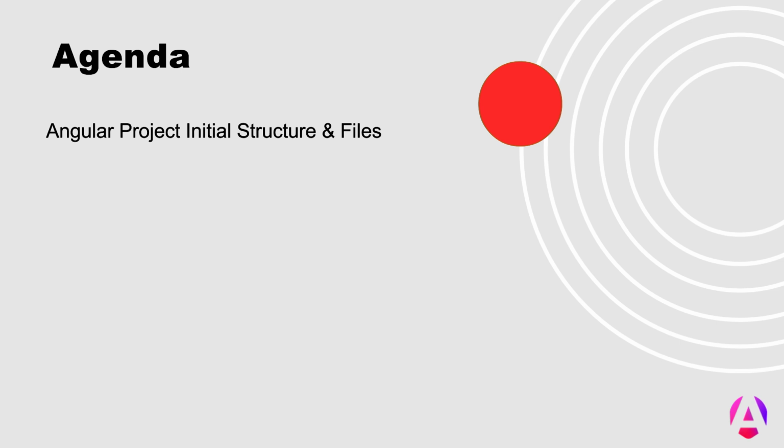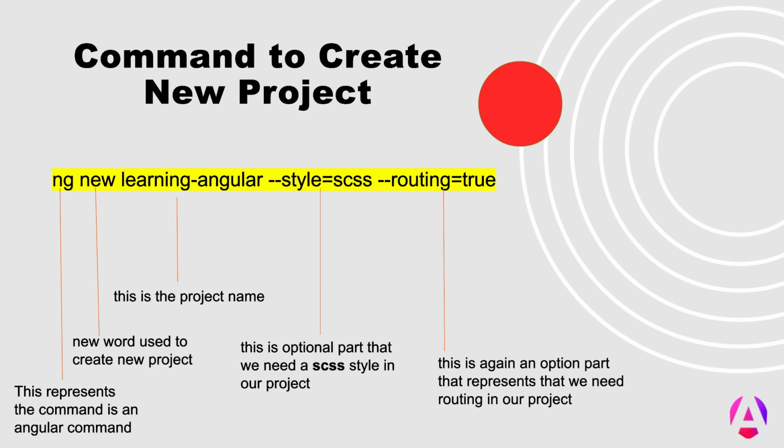To create a new project we have to write this command: ng new learning Angular style equals to scss and routing equals to true. Here ng represents that it is an Angular command, and new is a simple keyword that represents creating a new project, and learning Angular is the project name that I set.